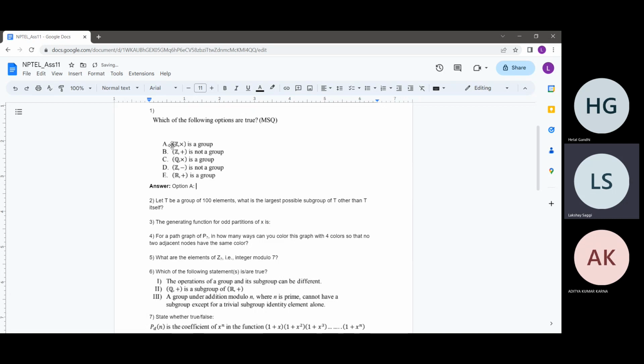Option A says Z comma multiplication. Just to be clear with the notation, this Z denotes the set of integers, positive, negative, all the integers included. And this multiplication is just the multiplication operator. So the first option is saying Z comma multiplication is a group. Hetal, hello Aditya, so you have also joined. So Hetal or Aditya, what do you guys think? Is Z comma multiplication a group, or is it not a group?